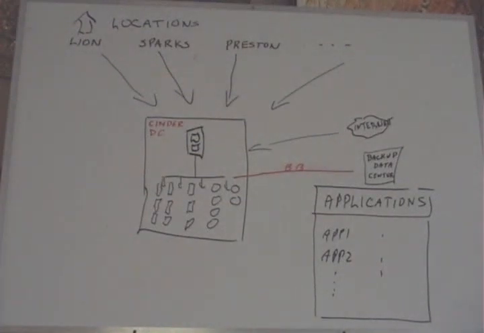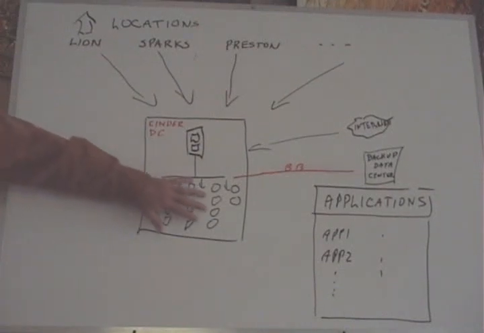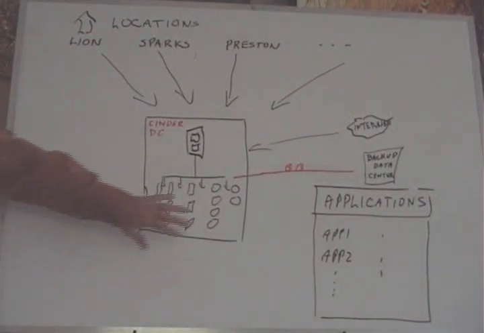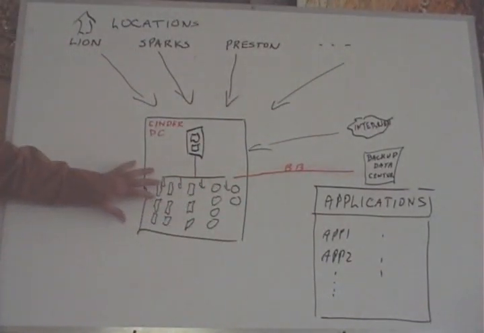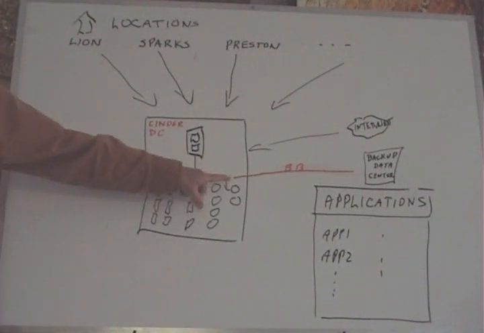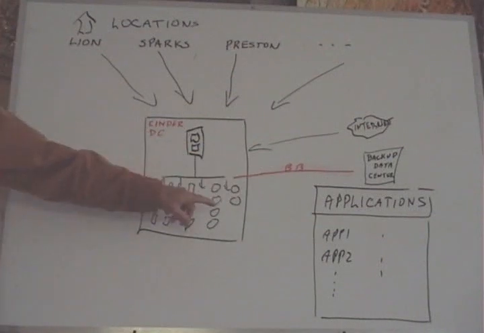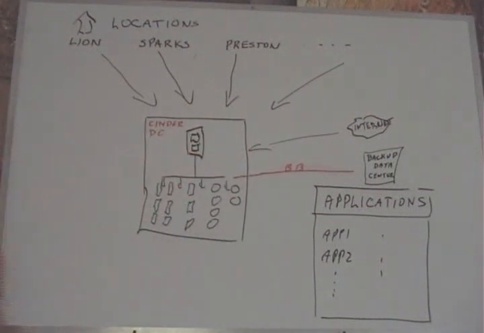In this sketch, we have locations, we have network connections from each location to the Cinder data center network. We have our core switches in the data center. We have our data center network, our servers, and our storage devices. We have our applications that map on top of our servers and our storage devices. We have broadband network to our backup data center, and we provide internet access.